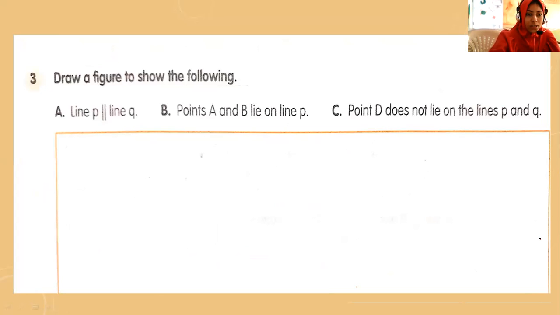Now question number 3 says to draw a figure that includes all the points written below. Line P is parallel to Q. Points A and B lie on P. So if you have made the lines P and Q, then on the line P, points A and B should lie. Understand it by solving the first question.